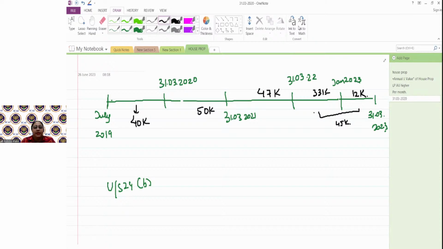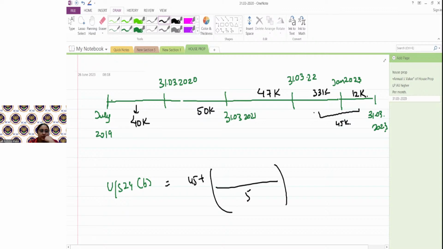So welcome back, guys. So let's see what is the deduction given as per 24B for previous year 22-23. Let's quickly solve. First of all, it would be complete interest accrued during the year, which would be 45,000, plus 1/5 of pre-construction period interest.